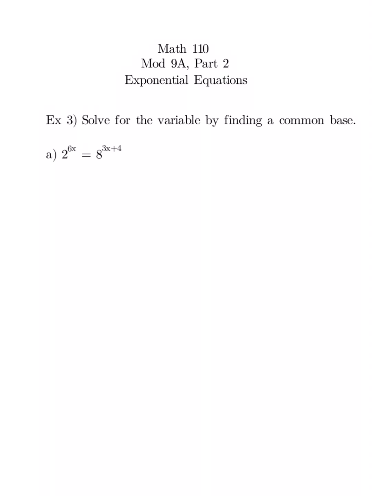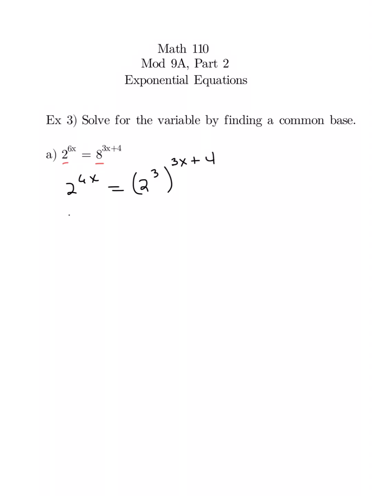Look at the bases. We have a base of 2 and a base of 8. 2 is a prime number, so you can't do anything with that. But can you write 8 as a power of 2? You can. So the left side, we're going to leave alone as 2 to the 6x. The right side, we're going to take out 8 and replace it with 2 to the third. And then we're still raising that to the 3x plus 4 power.